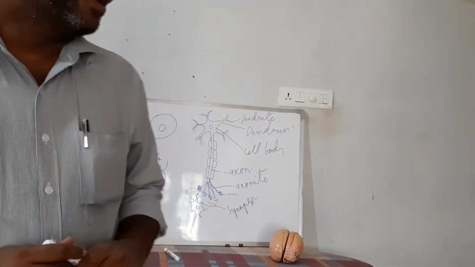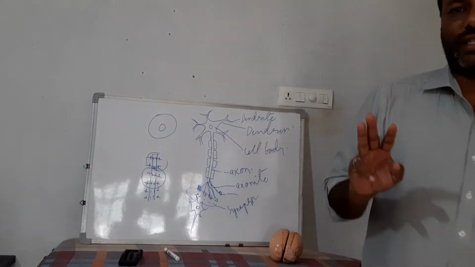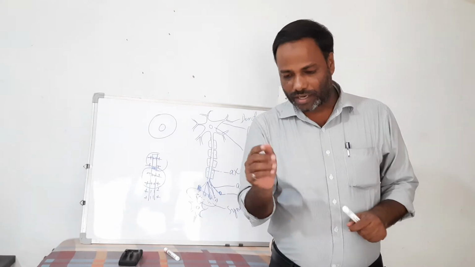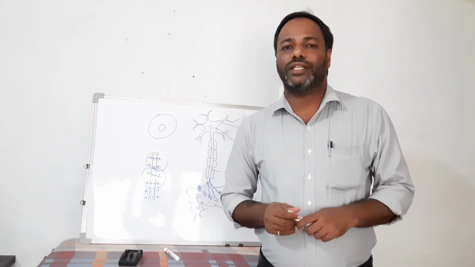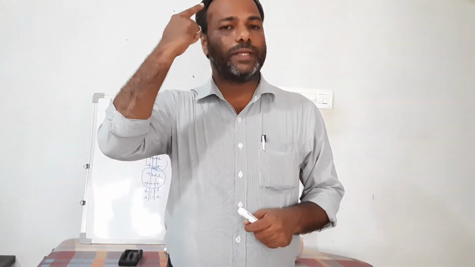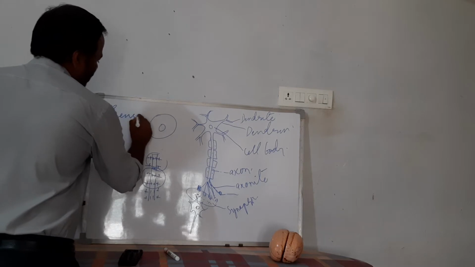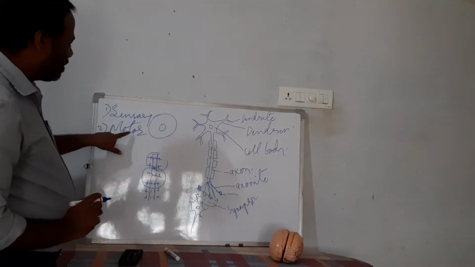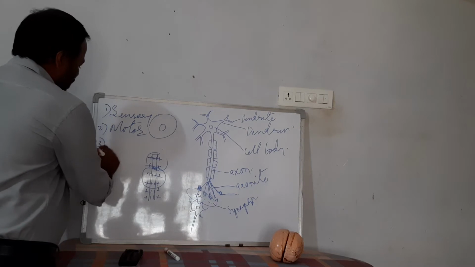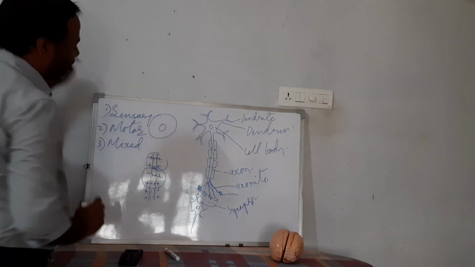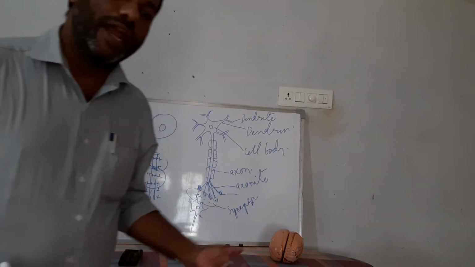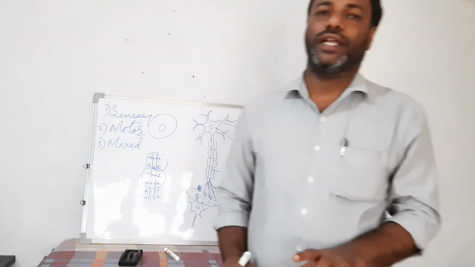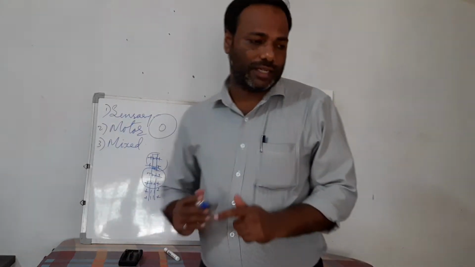Then nerves are of three types. One is sensory nerves. These nerves send the message from sense organ to brain. Another one is motor nerves. These send the message from brain to other parts of the body. Third one is mixed. Both are there. It passes the message or impulse from the brain and to the brain, from the brain to other parts of the body and from other parts of the body to the brain. These are the three types of nerves.